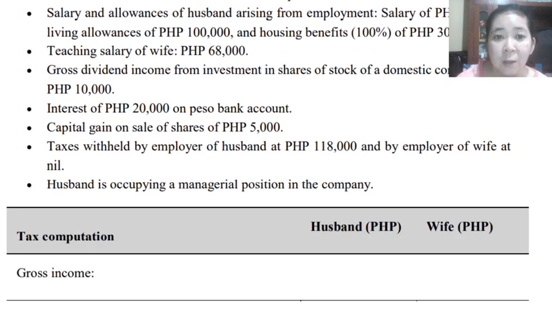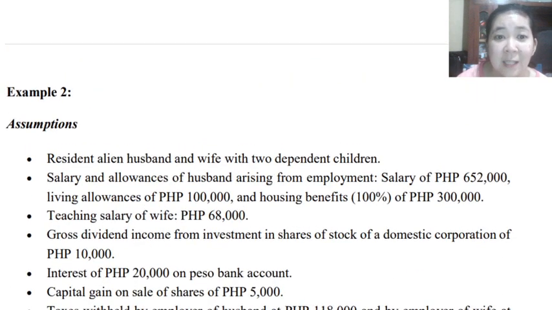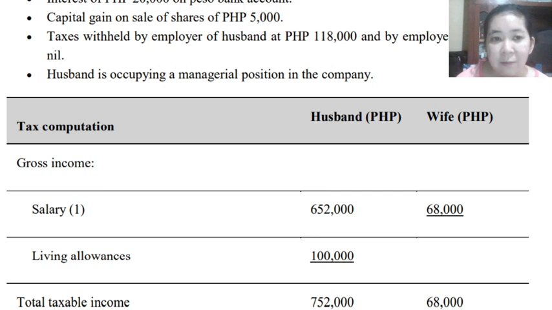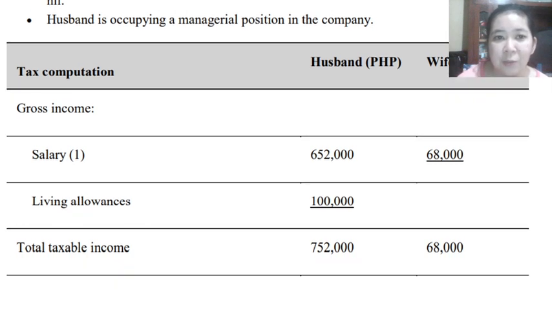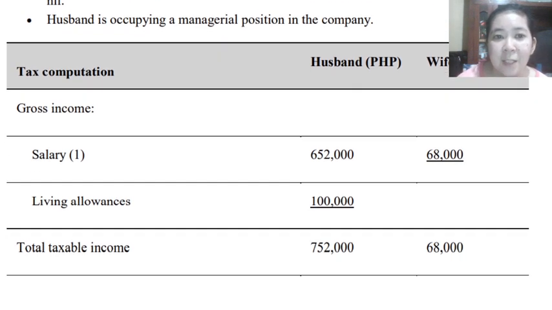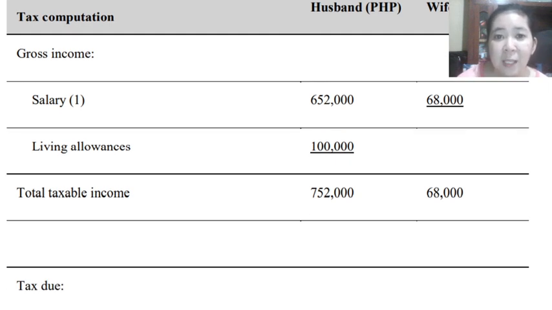So husband is occupying a managerial position in the company. So they are resident alien. Okay. So for the computation, this is for the husband and the wife. So we have here the computation. So gross income, salary for husband is 652,000, for the wife is 68,000. For the husband, he has the following allowances. 100,000 for living allowance. So the total taxable income for husband is 752,000, while for the wife it's 68,000.